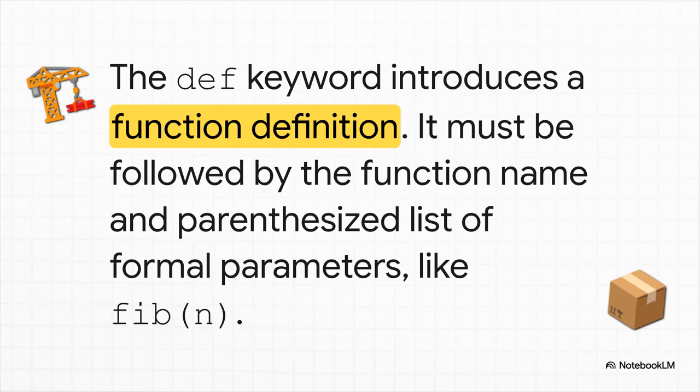Let's just quickly look at how it's built. You start with def, which signals you're defining a function. That's followed by the name you want to give it, and then in parentheses, you list any parameters or inputs it needs, in this case, a number n. Everything indented underneath that is the body of the function, the code that actually runs when you call it.